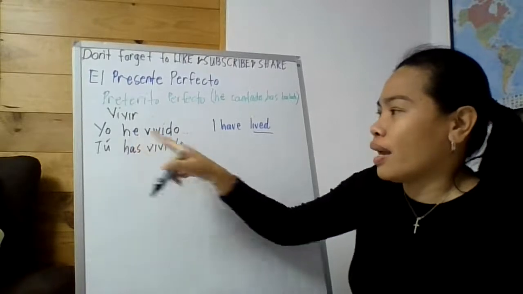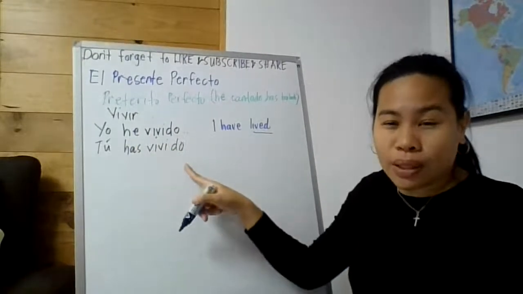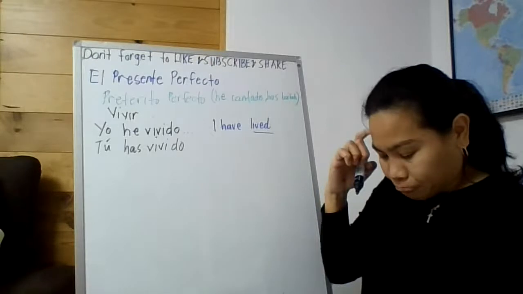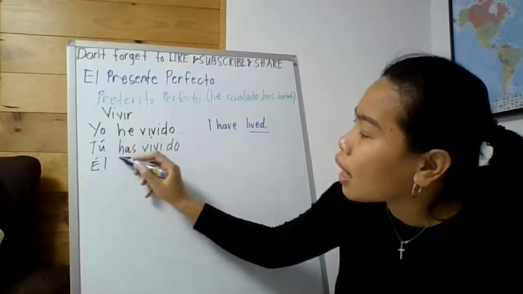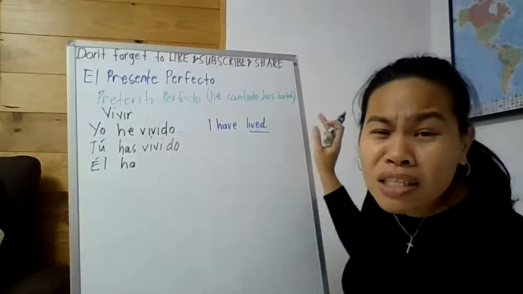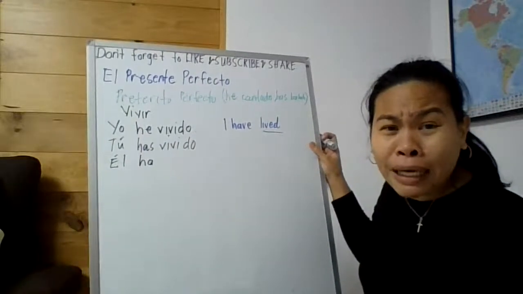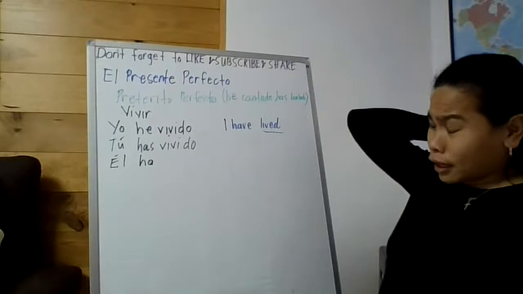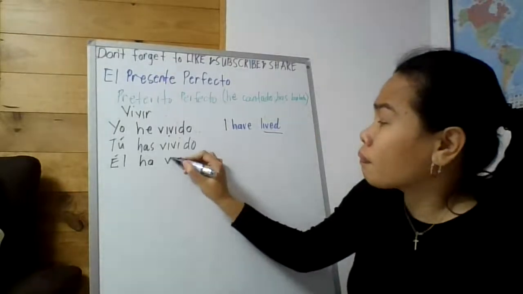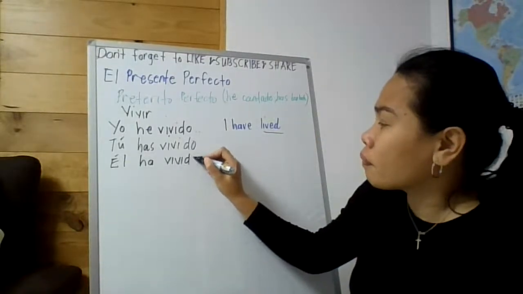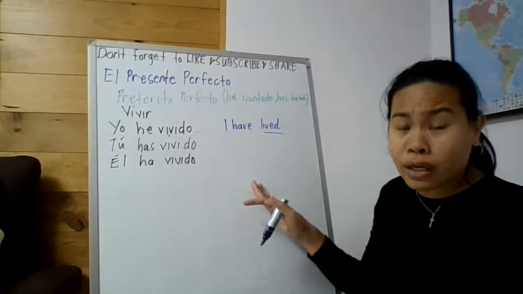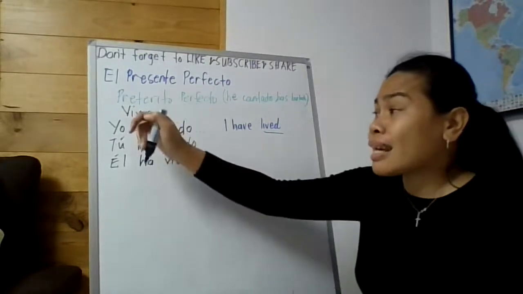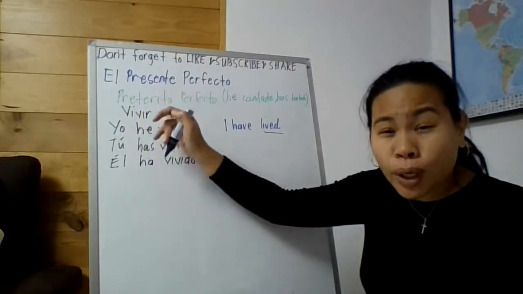Okay? Yo he vivido, tú has vivido, and then él ha. Nababasa niyo ba yung sulat ko? Parang paliit ng paliit yung sulat ko, no? Él ha. So people, as you can see, our pattern here is that the auxiliary verb and then the second verb.